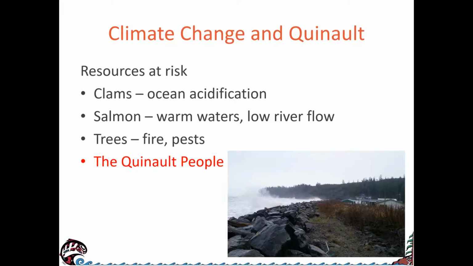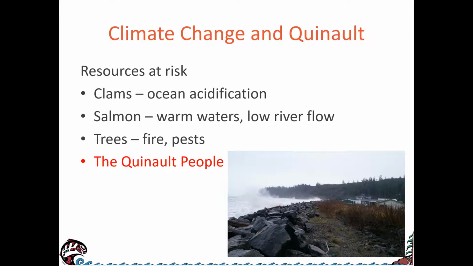In terms of resources at risk due to climate change, clams would be harmed by ocean acidification. Salmon are already being affected by warmer waters in the ocean and the river. The river is subject to lower, warmer flows, especially in the summer, because of the loss of glaciers at the headwaters of the river in Olympic National Park. The reservation is mostly forest land. Climate change could increase fire danger and increase pests.